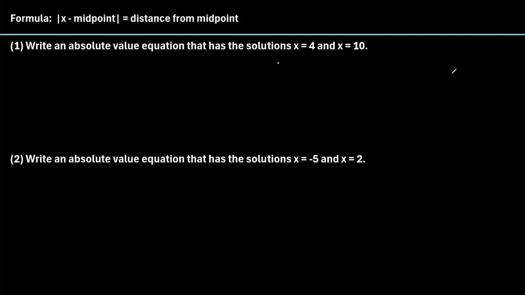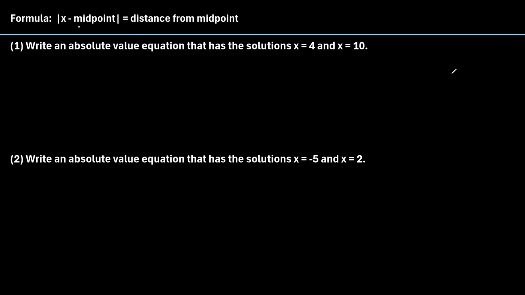It says write an absolute value equation that has the solutions x is equal to 4 and x is equal to 10. So when we're writing these absolute value equations, here's the formula that we can use. We say the absolute value of x minus the midpoint of the solutions is equal to the distance from each solution to the midpoint. So in this first example here, we're told the solutions are x is equal to 4 and x is equal to 10.